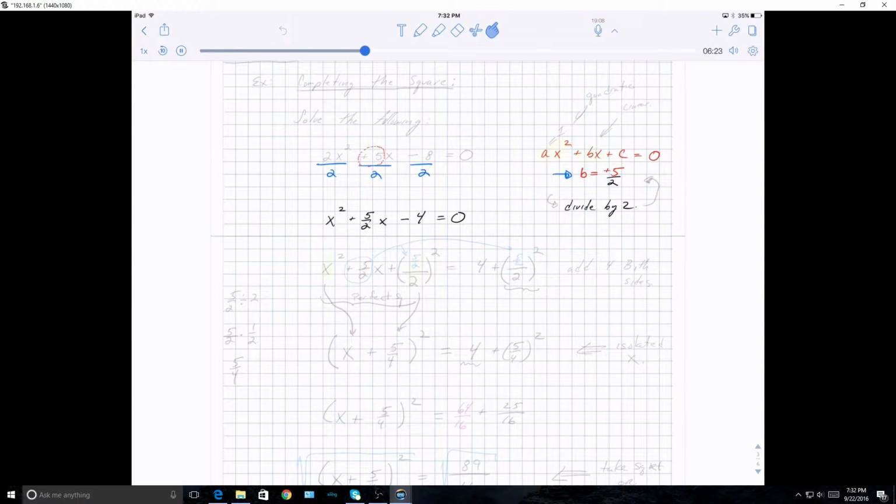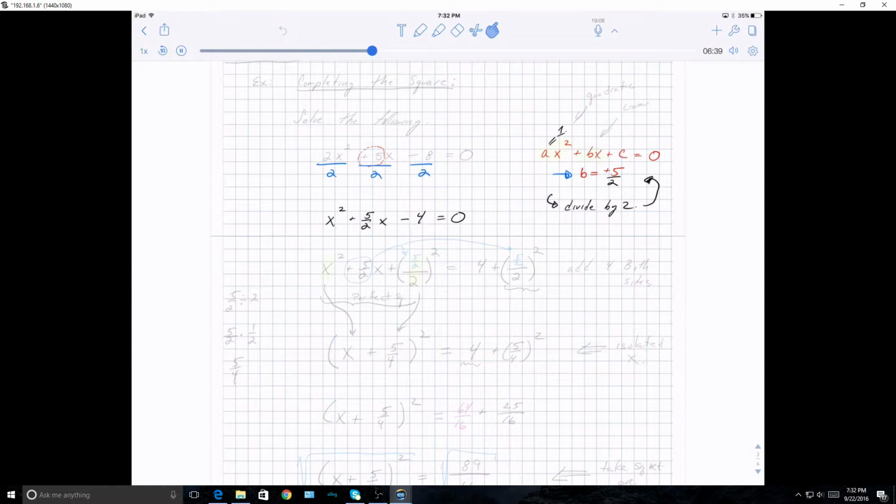So we were given it in standard form, but because the A was not equal to 1, we had to divide by 2. That changed our B, and now we can work with it.